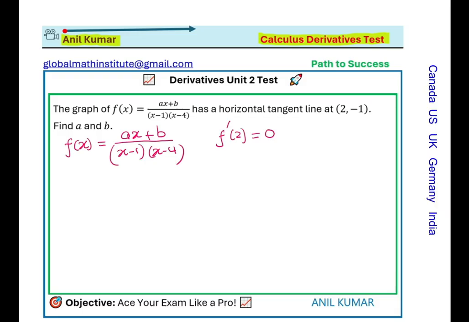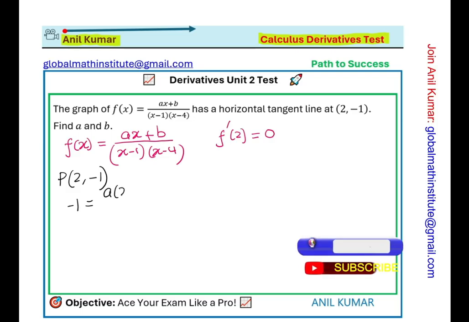Now let's get our equations using the point. Let's say P is the point whose coordinates are (2, minus 1). So f of x is minus 1 when x is equal to 2. So we'll put 2 for x.